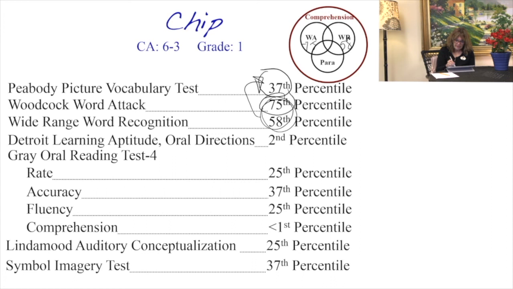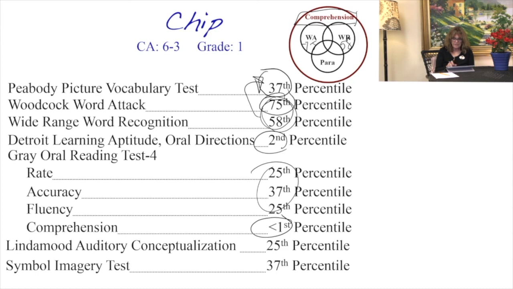He's in the second percentile in following oral directions, and his comprehension is below the first percentile, despite the fact that he can read words. Chip, like many of the students that we see that are diagnosed with ASD, has a very significant language comprehension deficit, weak concept imagery.